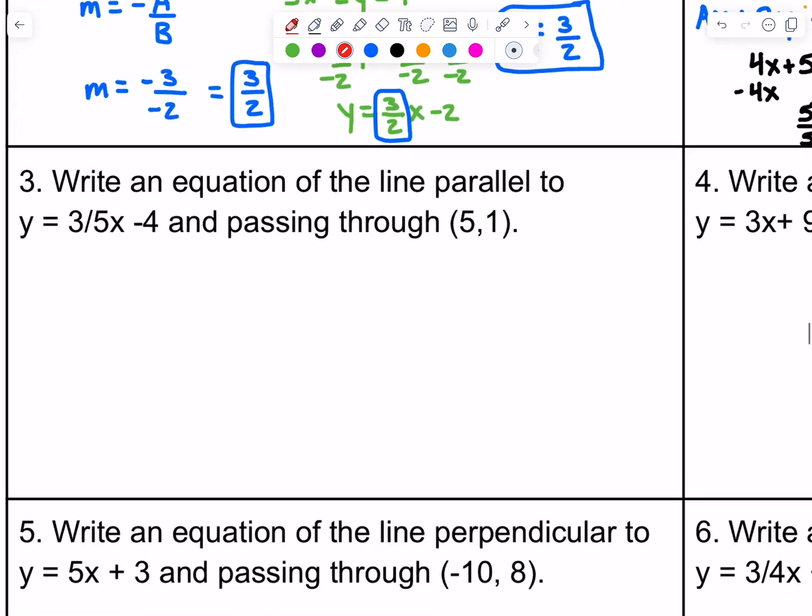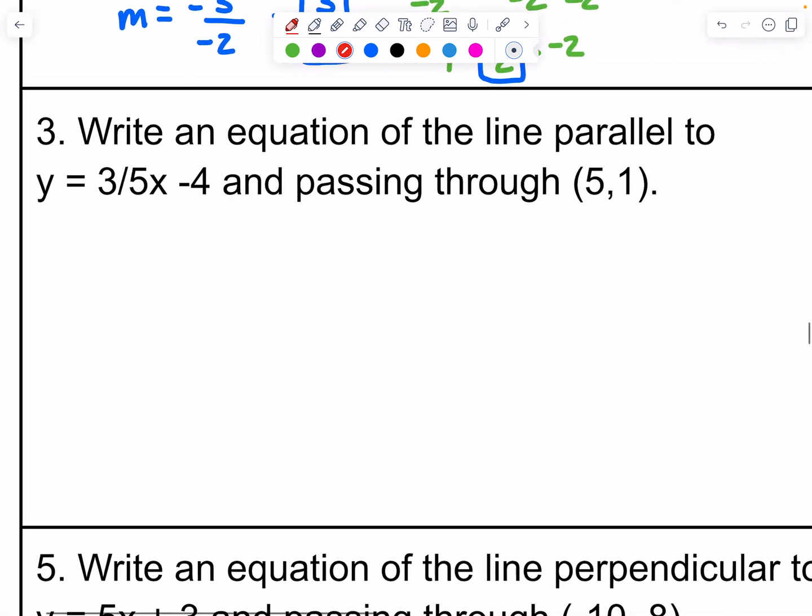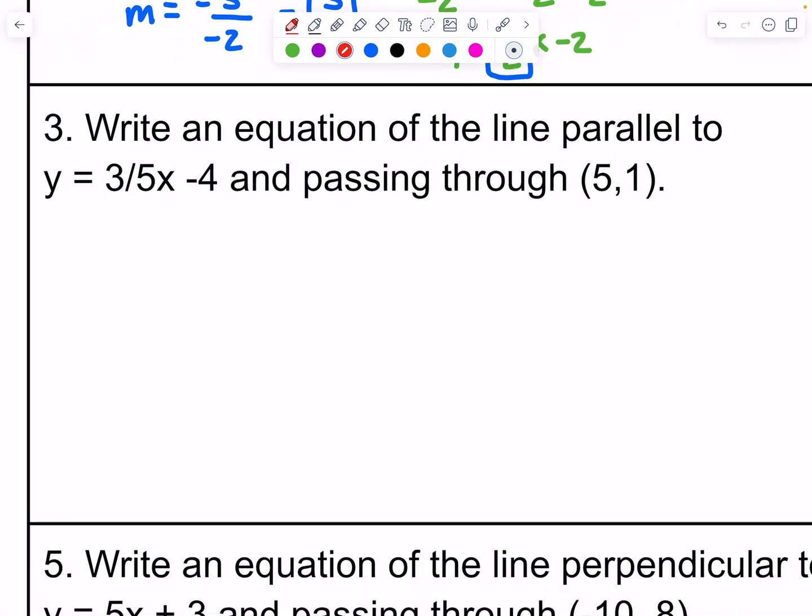All right, let's look at another example. This says write an equation of the line parallel to y equals 3/5 x minus 4 and passing through the point (5, 1). So if we only want the equation of a line parallel, we have the same slope, so that's nice and easy. Since this is in y equals mx plus b form, then the m is right there.